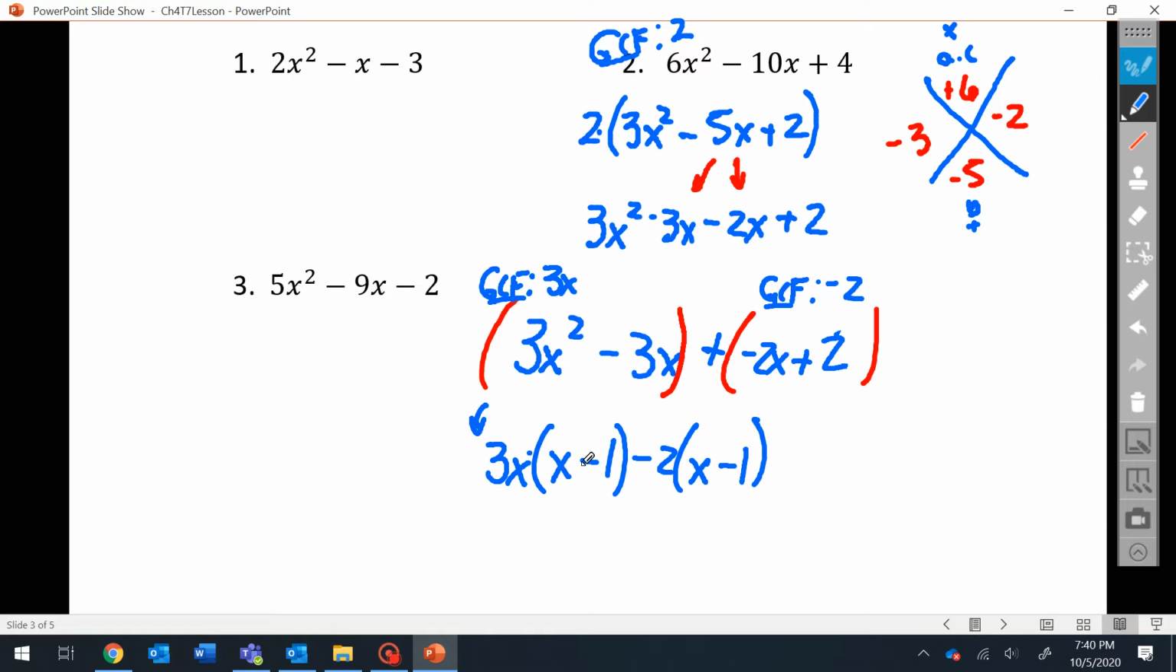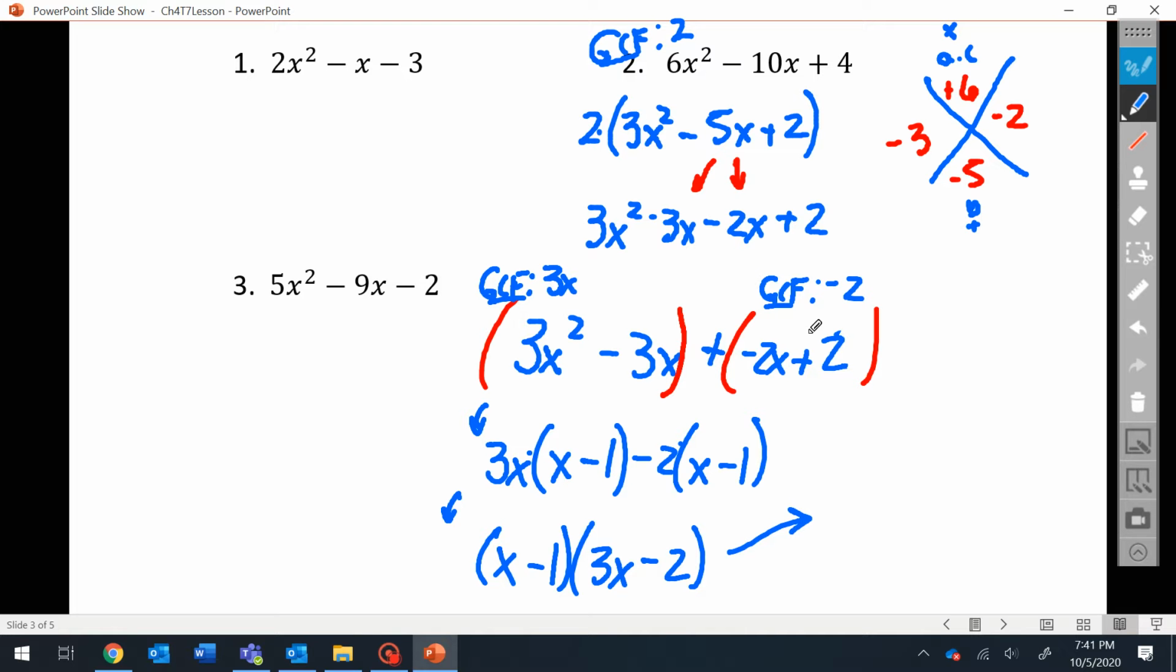And this is what I'm hoping for. The first term is multiplied by x minus 1, so it has a factor of x minus 1. The second one has a factor of x minus 1. So I can factor out the x minus 1. What I'm left with from the first term is 3x, and what I'm left with from the second term is minus 2.